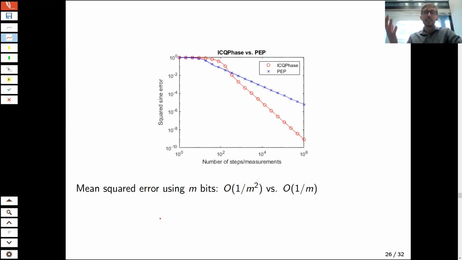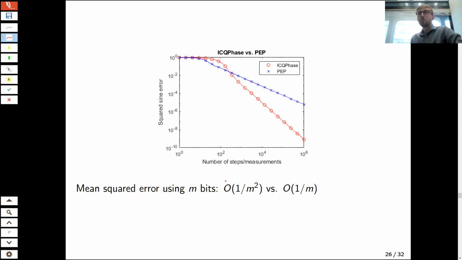So this is some other algorithm. It's like an iterative algorithm. And what I'm showing you here is that it converges faster than PEP, which is great. So what's going on in this picture is, again, the x-axis is the number of measurements n, and the y-axis is, in this case, the squared error after using n measurements. PEP is this blue line, and this ICQPhase algorithm that I haven't defined yet is this red line. And so we see this initial regime where PEP is doing better, but eventually ICQPhase hits its stride and starts converging much faster.